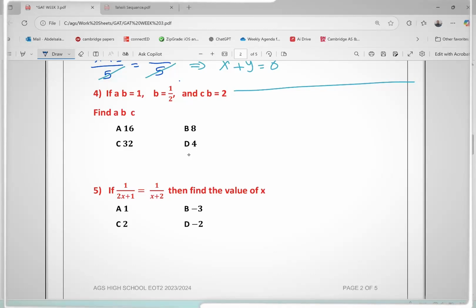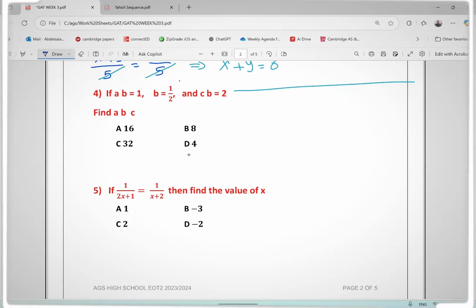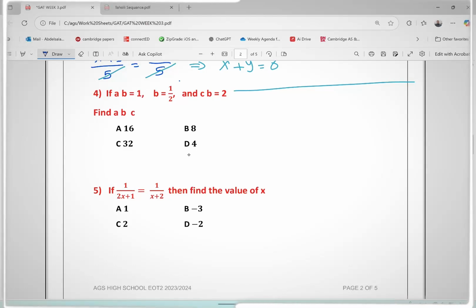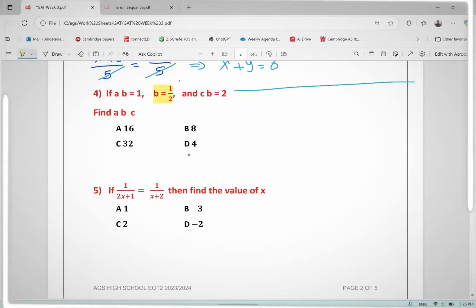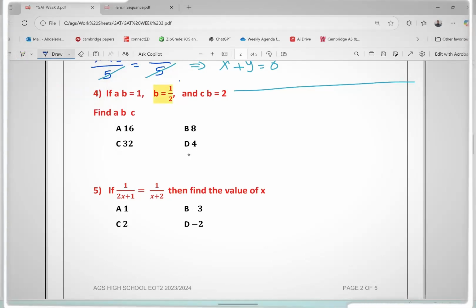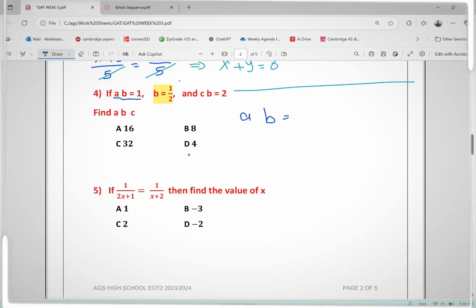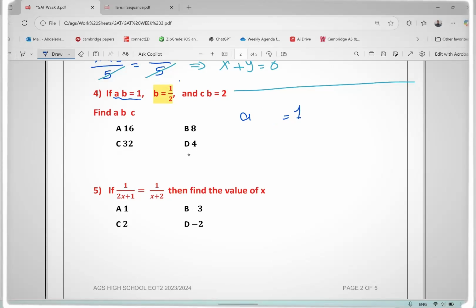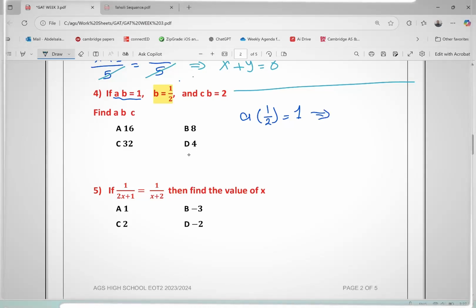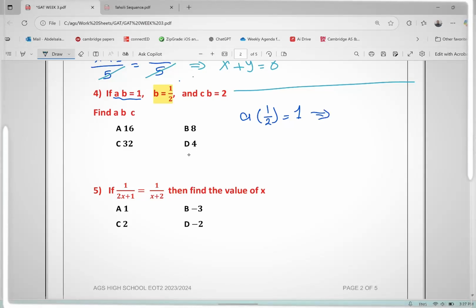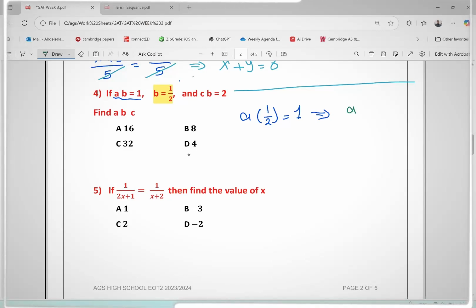Bismillah ar-Rahman ar-Rahim. He said a multiply b equals 1, and b equals half, and c multiply b equals 2. I have to start from the given information, which is b equals half. Amazing. Can I use it here? Because he mentioned that a, b equals 1. Can I erase the b here and write half? And I will ask you, a number multiply half equals 1. This number is what? 2. 2 multiply half equals 1, or half of 2 equals 1. So it means a equals 2.